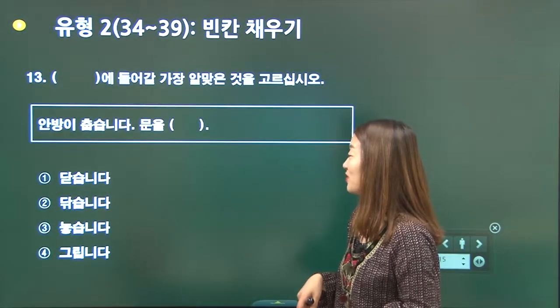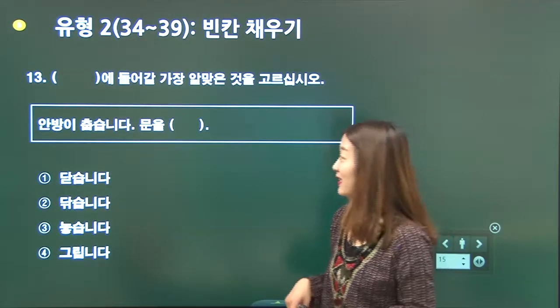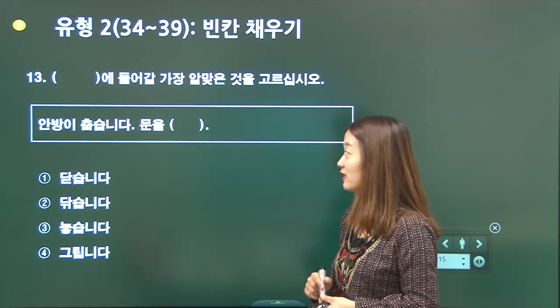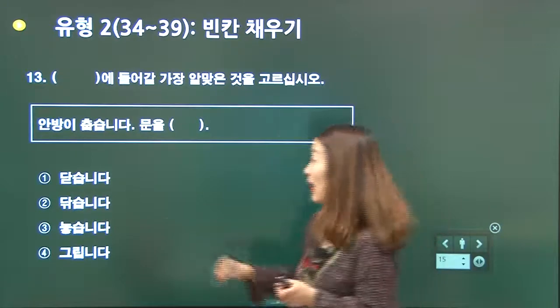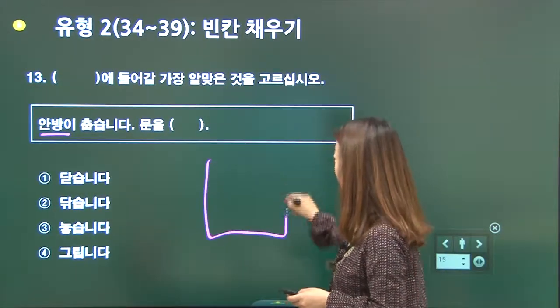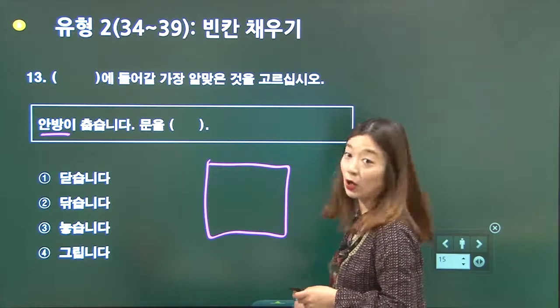Please move on to next question, number 13. 안방이 춥습니다. 문을 땡땡땡. Do you know what 안방 is? In Korea, this is a house.